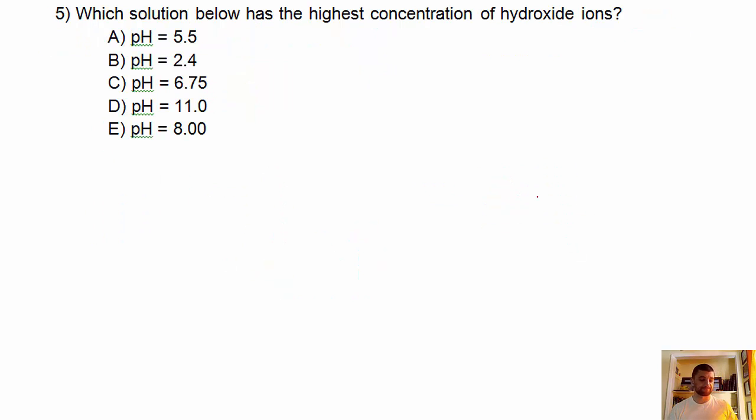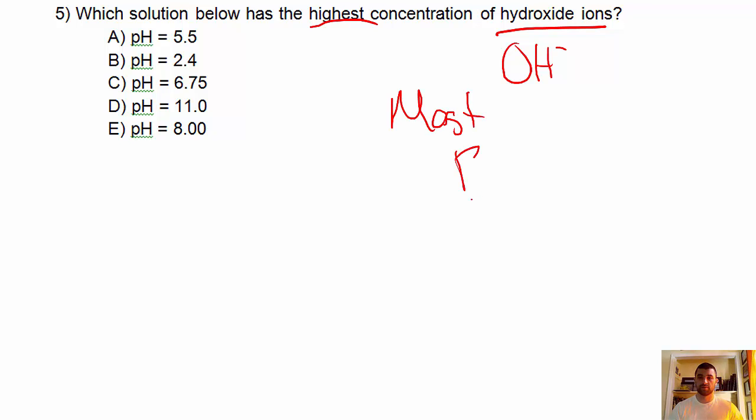All right, 5. Which solution below has the highest concentration of hydroxide ions? Remember that hydroxide is OH minus. So if we're talking about the highest concentration of that, we're talking about the most basic. So which one of these pHs would be the most basic? It will be the highest pH. The highest pH out of all of them is choice D, 11.